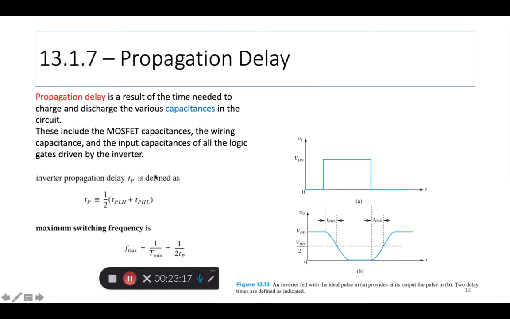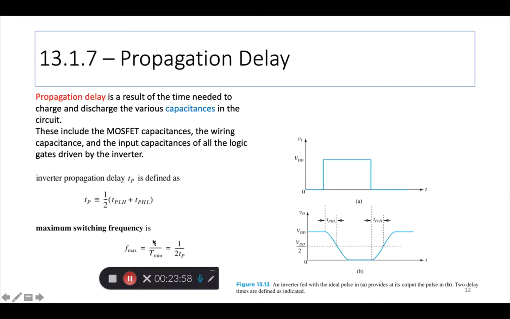And this TP is the average of two other TPs. One when the output is going low to high, that is, it's rising from being at 0 to the high value, and the other is when it's falling from being high to low. So for this fall or the rise to happen, a certain amount of time is consumed, and if you take the average of those two times, then what you get is called the inverter propagation delay TP.